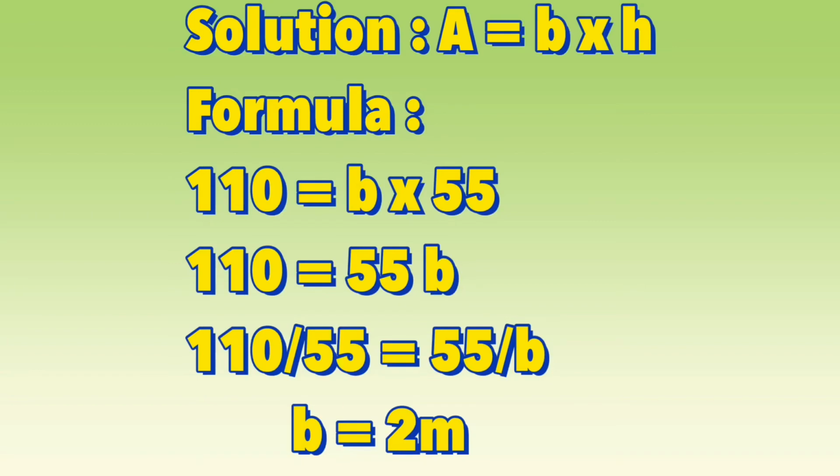And then since we're computing for the value of B, we have to eliminate the 55 by dividing both sides by 55. So 110 divided by 55 equals 2, and 55 divided by 55 is 1 times B equals B. So the base is 2 meters.